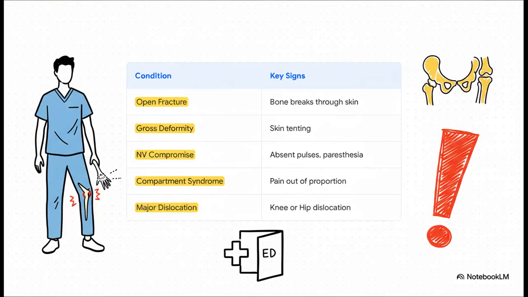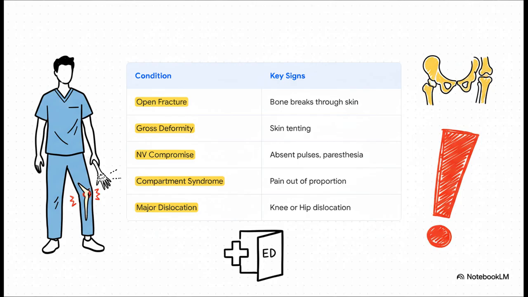Okay, let's talk about things that threaten the limb itself. If you see bone breaking through the skin, that's an open fracture. It's game over. They go to the ED. Simple. See a really obvious deformity, especially if the skin is stretched tight over it, what we call tenting, same deal. And you have got to check your neurovascular status: pulses, sensation, movement. Anything off there is a huge red flag.